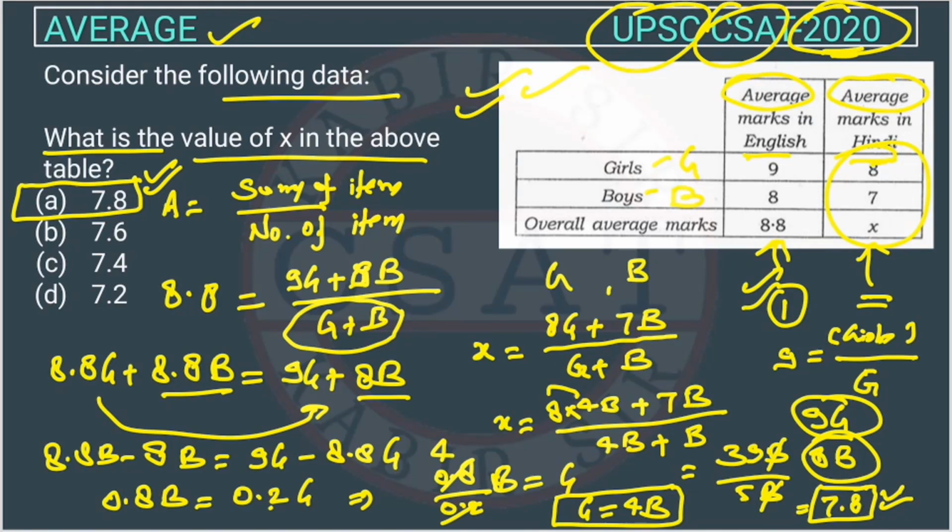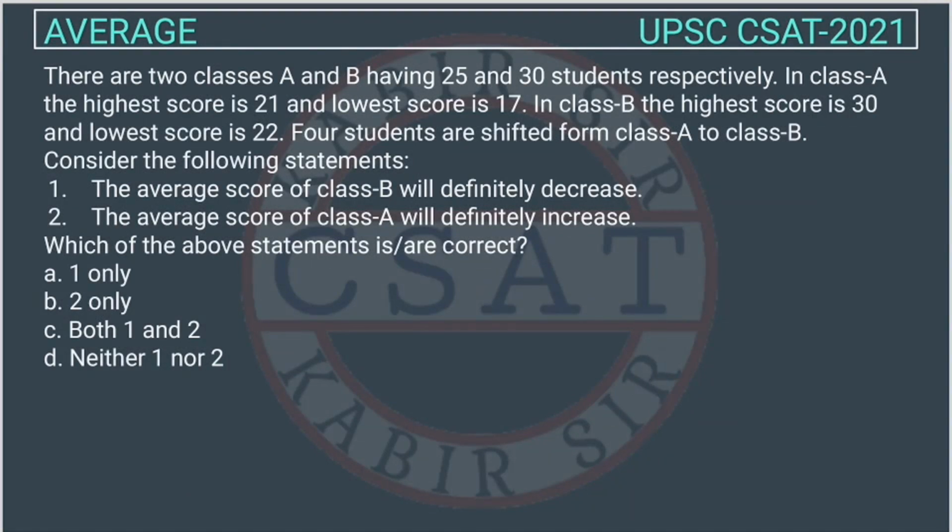So see, the question was easy. We just have to make two equations, and this is easy. So you just try to make equations. If you are able to make equations, you can solve it. So this is a question of average asked in the UPSC CSAT paper 2021.